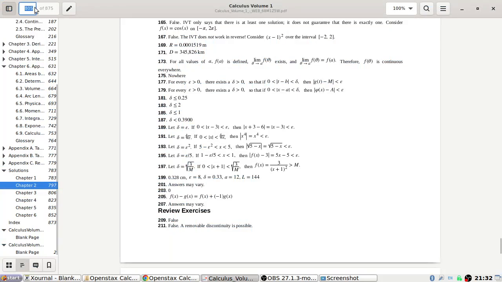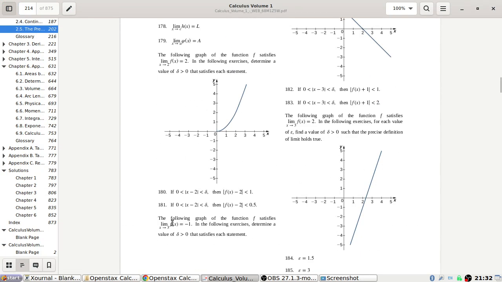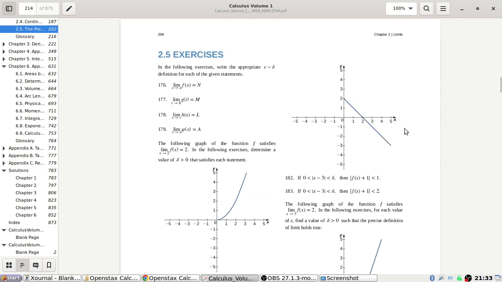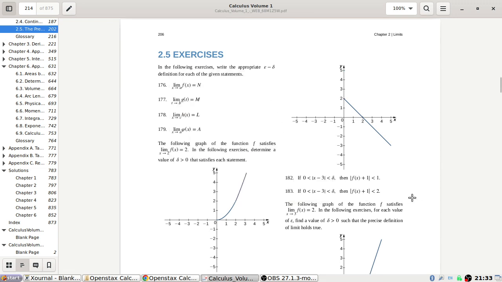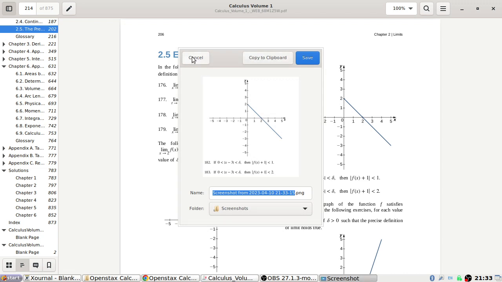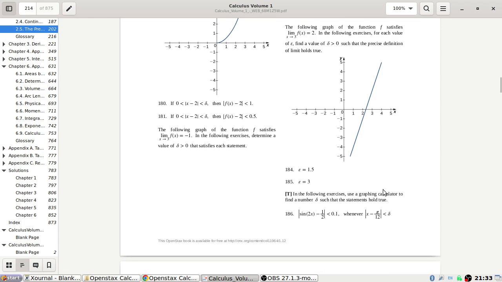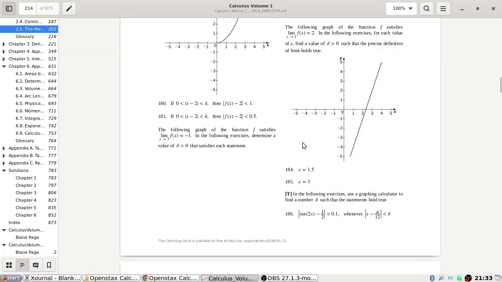Okay, see the next one. The following graph, the function f satisfies limit at 3 is minus 1. Let's try to be a bit more precise if we can this time. Get the next one as well.